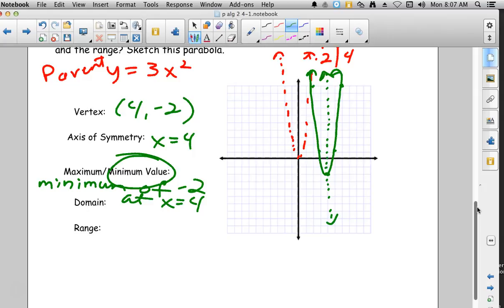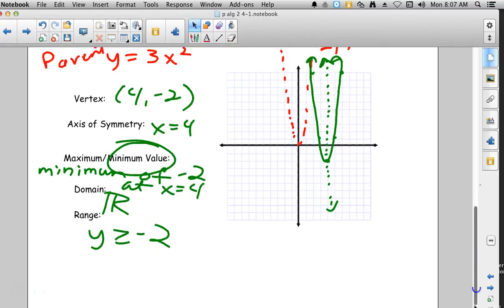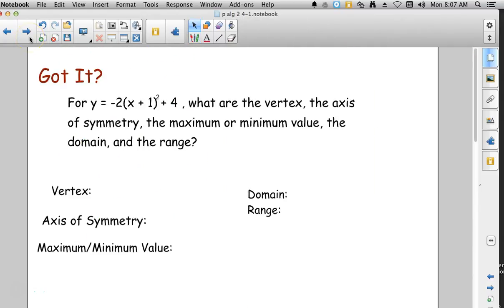So they're saying, let's have everybody understand that the minimum is the lowest that this will go, and the lowest it's going to go is negative 2. And where does that happen? It happens at x equals 4. Domain of this. All reals? Range. Good. Y is greater than or equal to negative 2. So vertex form, we really like it. It's got that whole a, h, and k business going on. Makes life a lot easier.